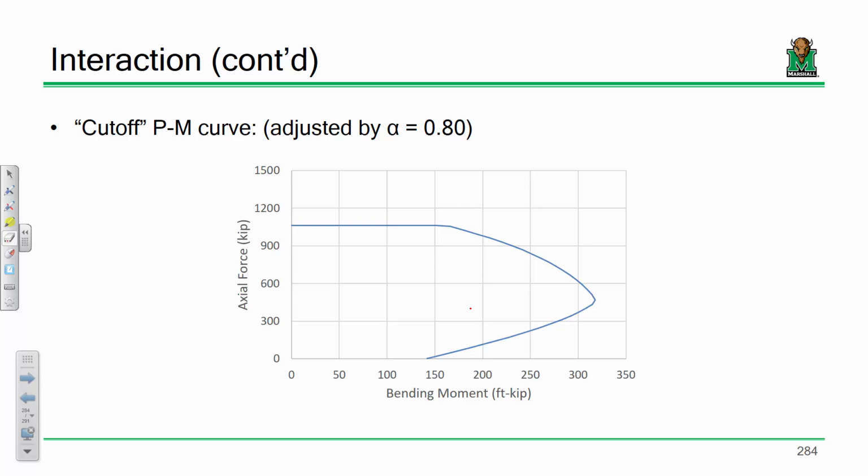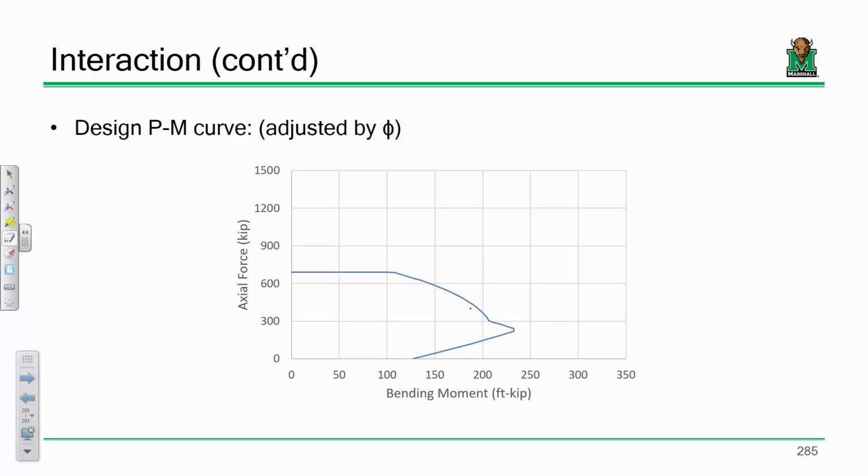Now, there's one other value I forgot. What's that? Phi value. We did not apply the resistance factor. Okay? So here is the nominal cutoff curve. Now I want you to watch this. Here's the nominal curve. There's the design curve. So that's actually applying the phi values.